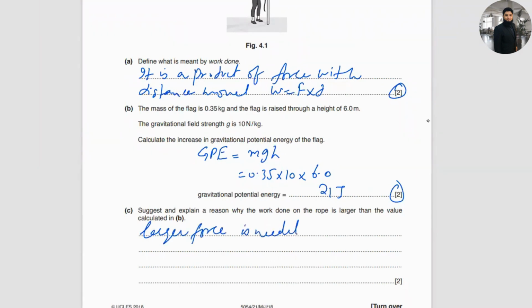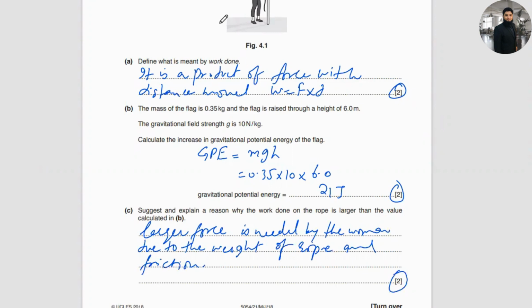Larger force is needed by the woman due to the weight of rope and friction. इन वजूहात की बिना पर आपको जो वर्क डन है वो ज्यादा है as compared to the value that we have calculated in part B.